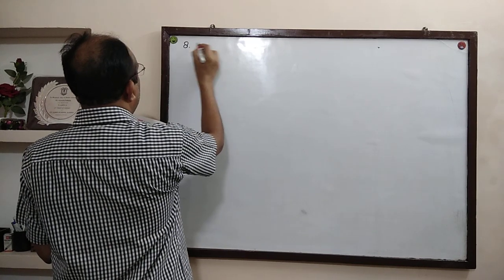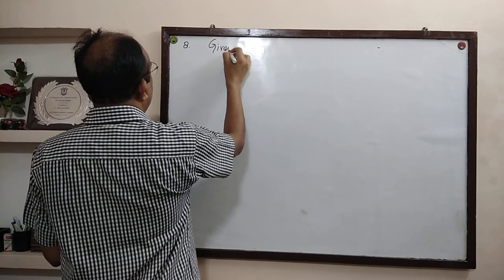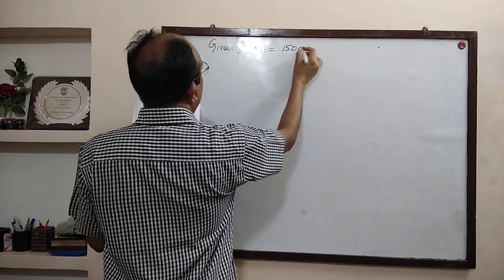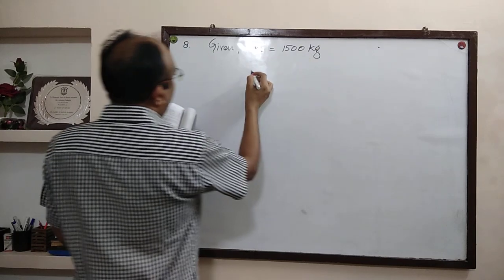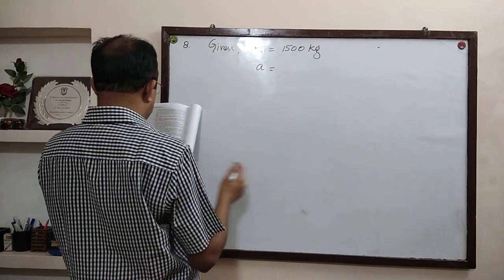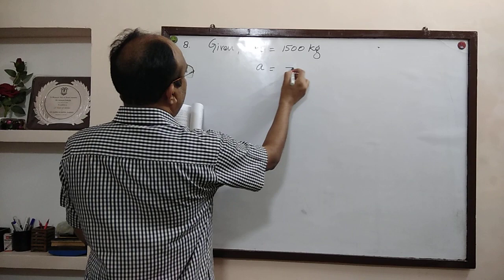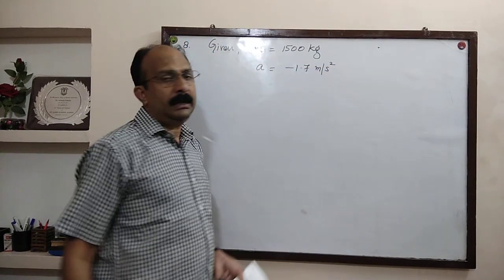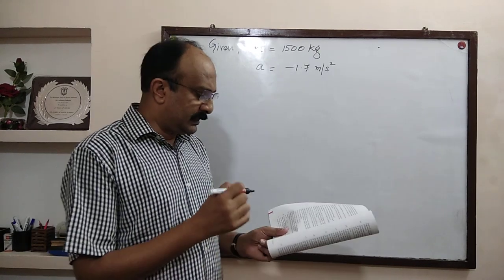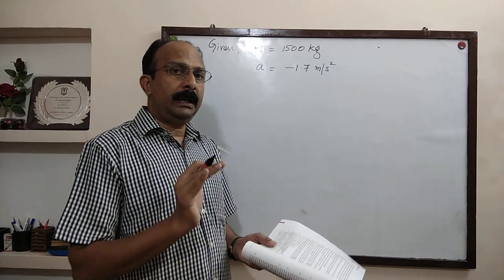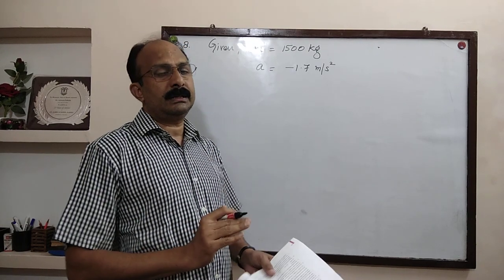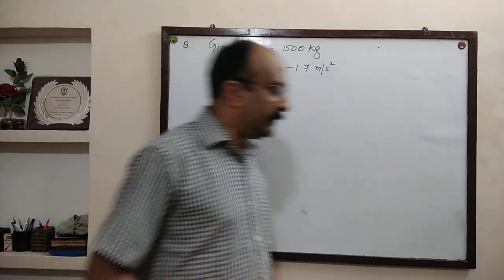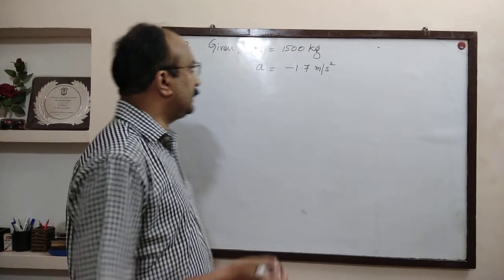So question number 8, given mass M is equal to 1500 kg, acceleration A is equal to minus 1.7 meter per second square. Why there is a minus sign? Because it is given after applying the brake, the bus is coming to rest and it is written with a negative acceleration. So for negative acceleration we will give minus sign.